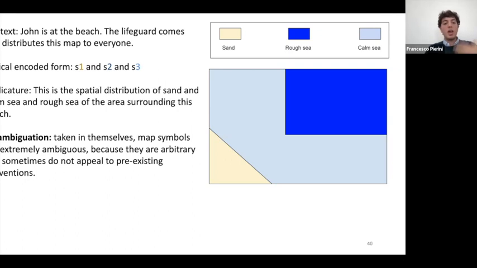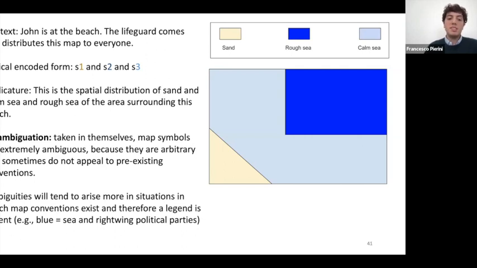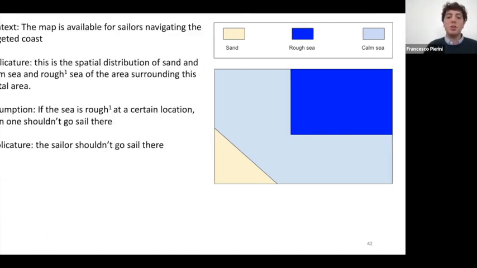Okay, so we also have disambiguation. Taken in themselves, map symbols are extremely ambiguous because they are arbitrary and sometimes do not appeal to pre-existing conventions. Ambiguities tend to arise more in situations in which map conventions exist and therefore a legend is absent. For instance, blue can conventionally mean sea, but can also conventionally mean right-wing parties on political maps.